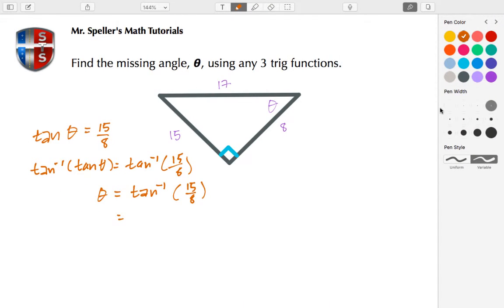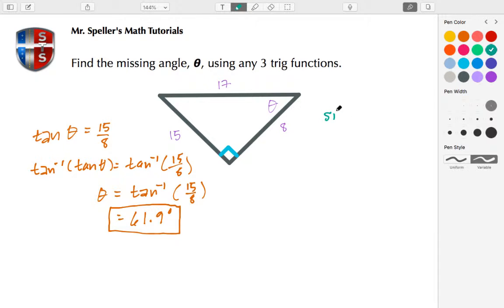So here we see that it's approximately 61.9 degrees. So let's place that here. 61.9 degrees. And we're expecting to get the same value when we use the other trig functions. We're going to use sine, and then we're going to use cosine.